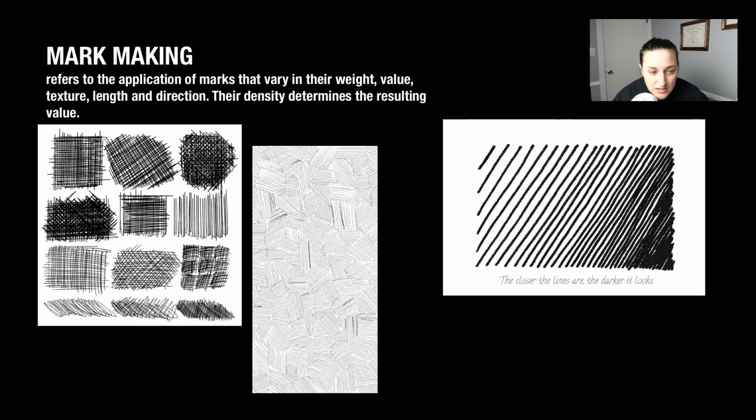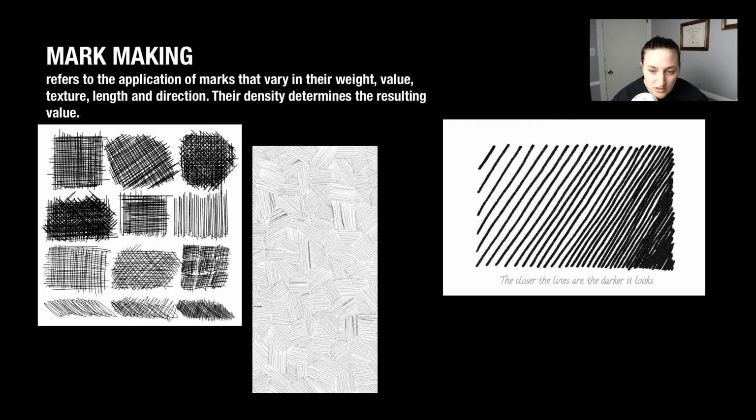Well, with mark making, we're using shorter marks oftentimes. Well, yeah, not all the time. We're using marks that are usually repetitious in some way, and they're either used expressively, so not necessarily in a representative way, or they can be used representatively to describe value. Hence, their density determines the resulting value.